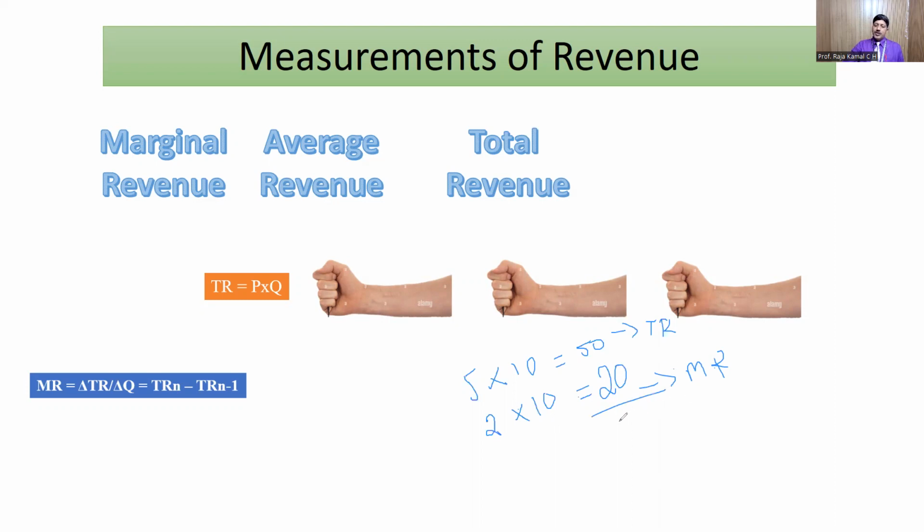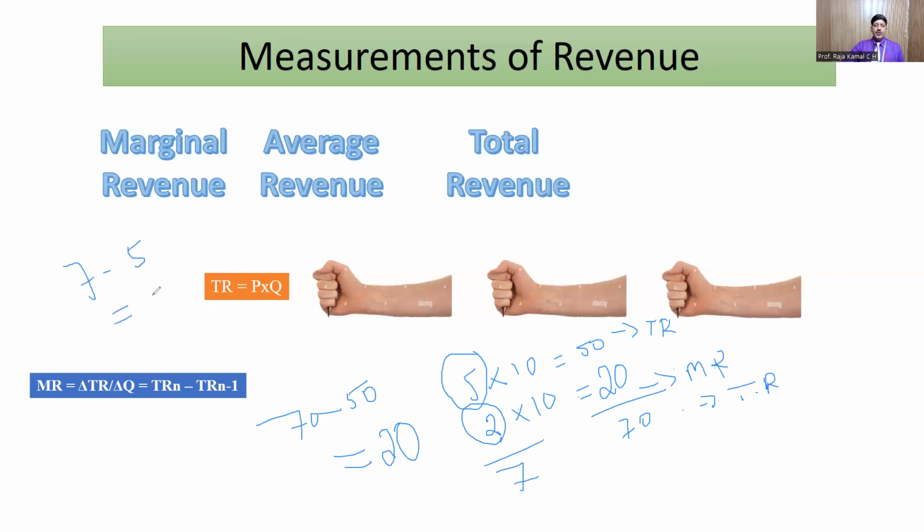The total revenue after receiving the marginal revenue is 70. Now the change in the total revenue is 70 minus 50, that is equal to 20. In the same way, initially I produced 5 units, later I produced 2 more units, so the total quantity is now 7. The change in the quantity is 7 minus 5, that is equal to 2.